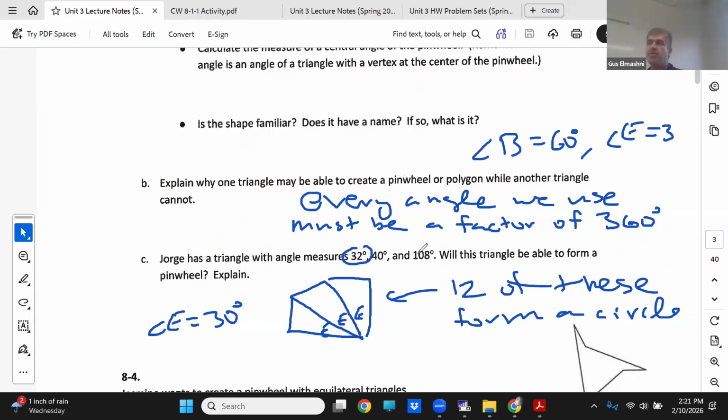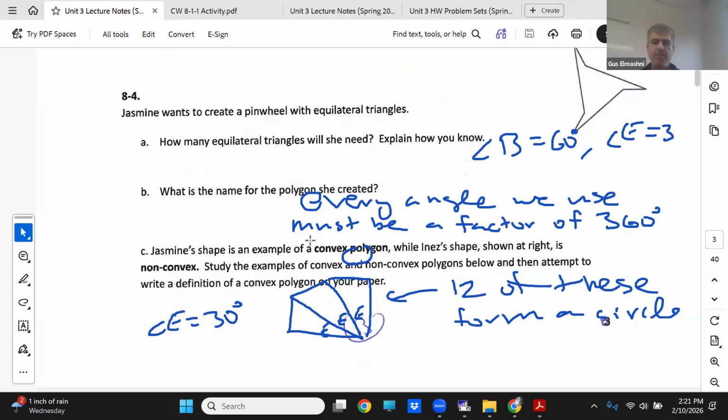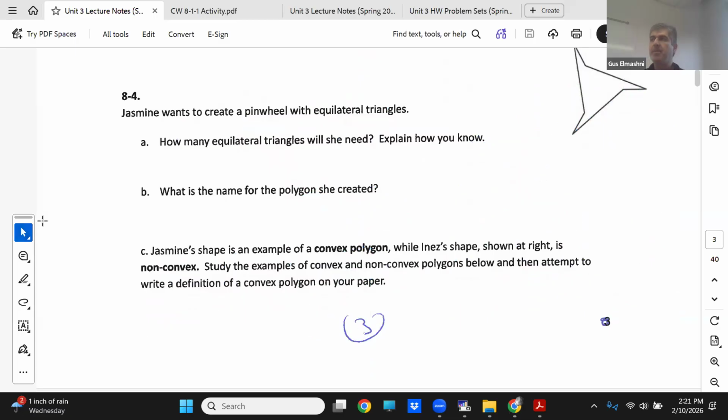No, we have to use one of those at a time. Right. That's what I was trying to say. So the bottom line is this, every angle we use must be a factor of 360. So you have to make sure 360 can be divided by it. No, it can't be 32 or 108. Well, 40, right? Because if you do 40 times 9. Correct. Right.